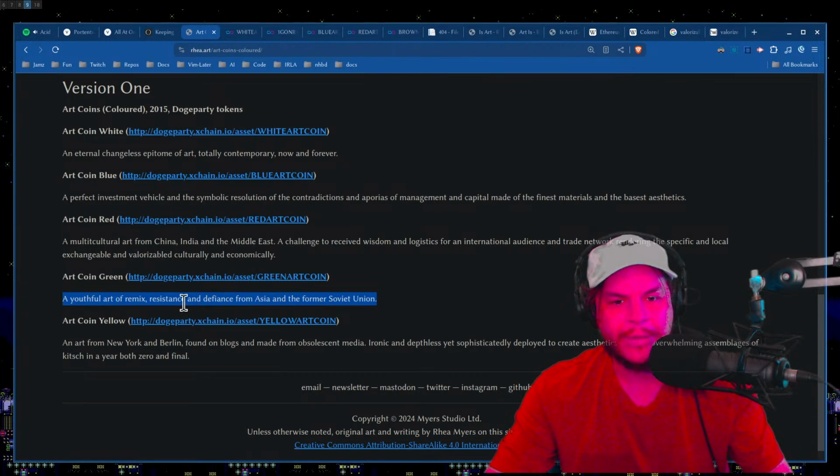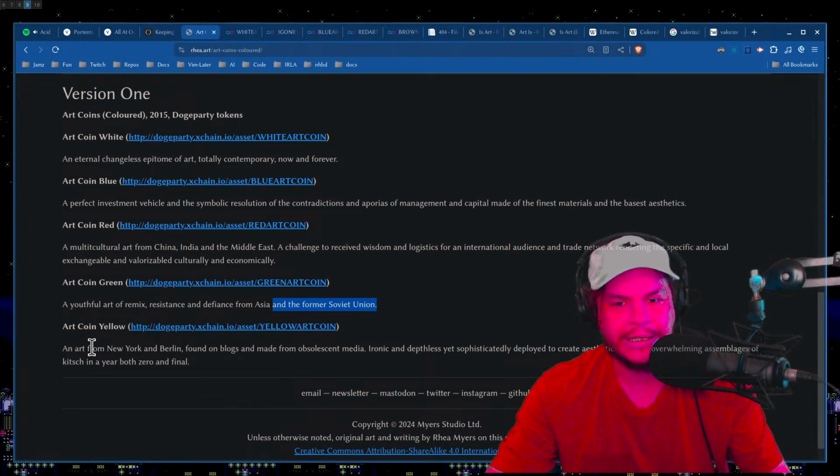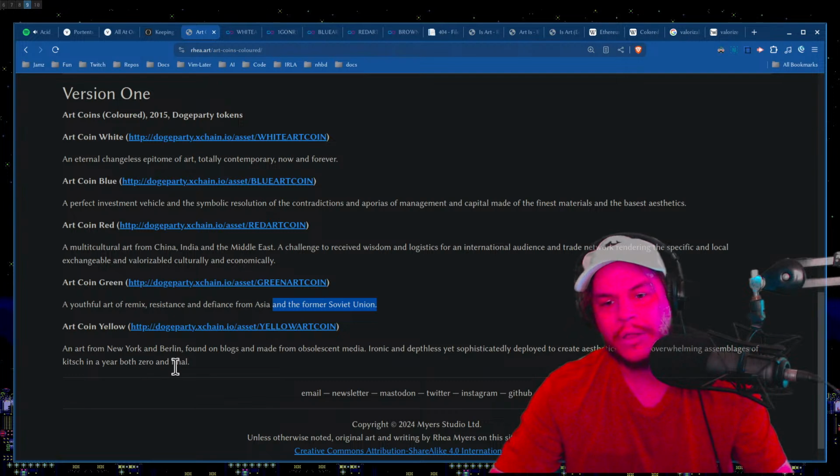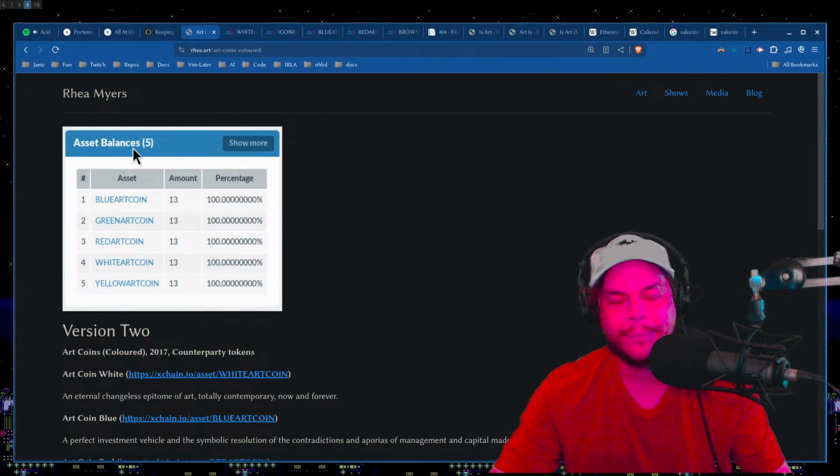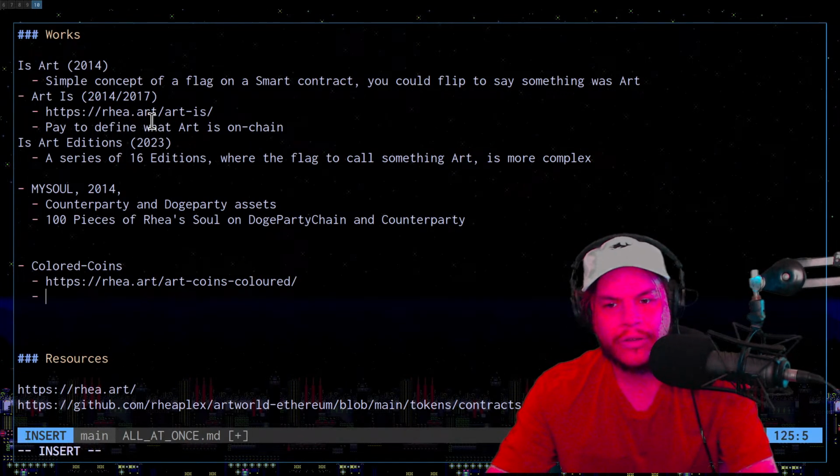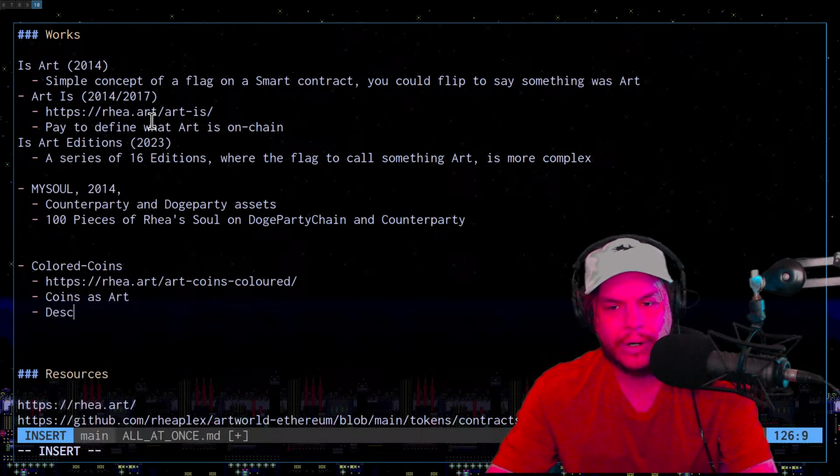Youthful art of remix, resistance, and defiance from Asia and the former Soviet Union. That's the green coin. And then finally, yellow is the art from New York and Berlin, found on blogs, made of obsolete media, ironic, depthless, yet sophisticatedly deployed to create aesthetics through overwhelming assemblages of kitsch in the year both zero and final. Lovely. Okay, so this is like coins as art, right?